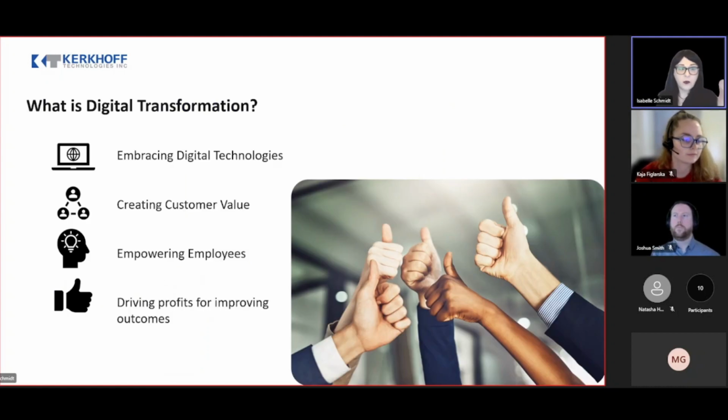So, what is digital transformation exactly? Digital transformation enables organizations to leverage technologies across all aspects of their business, generating value for customers and fostering an environment for their employees to grow. The key opportunity is to drive higher profits or improve outcomes, depending on your organizational goal.